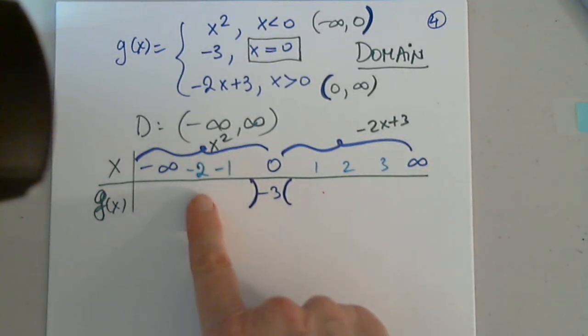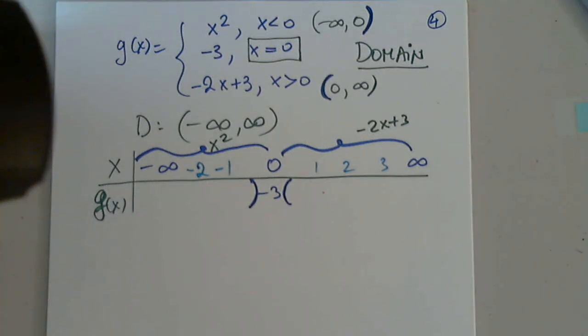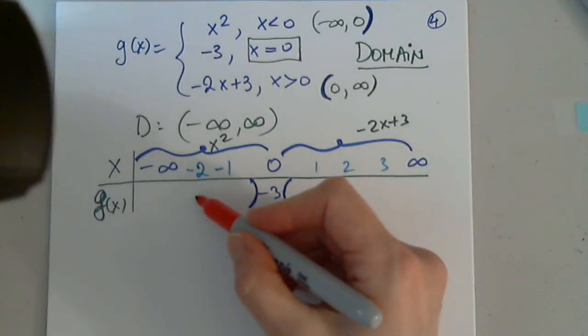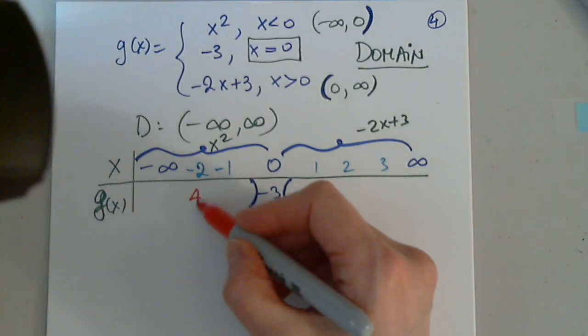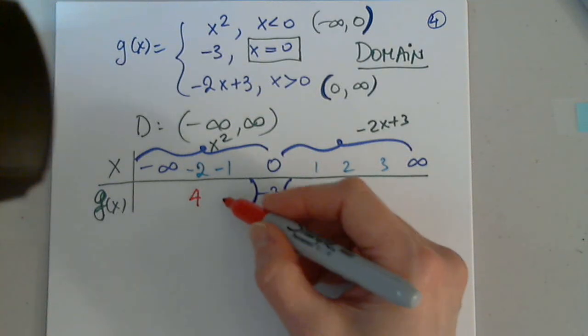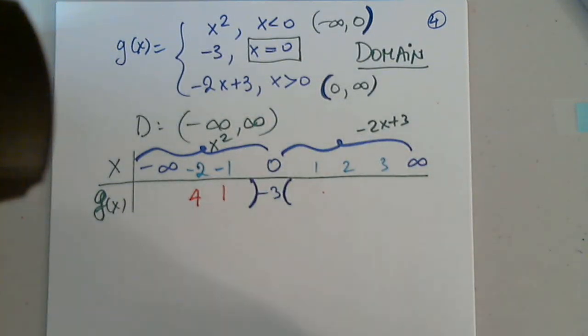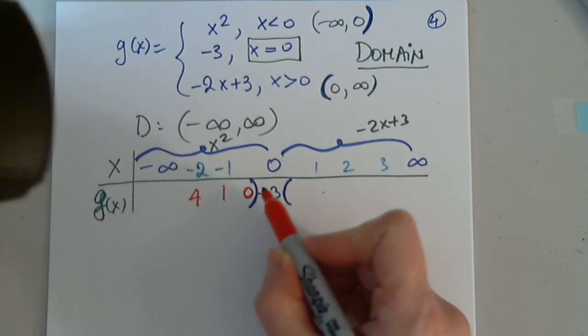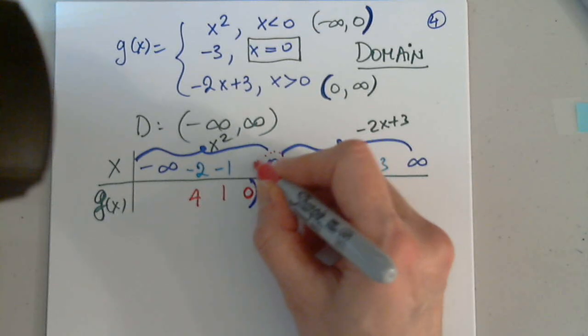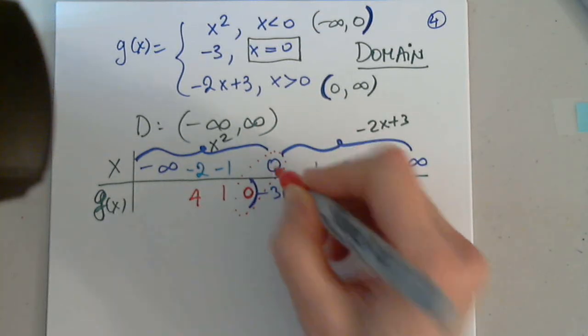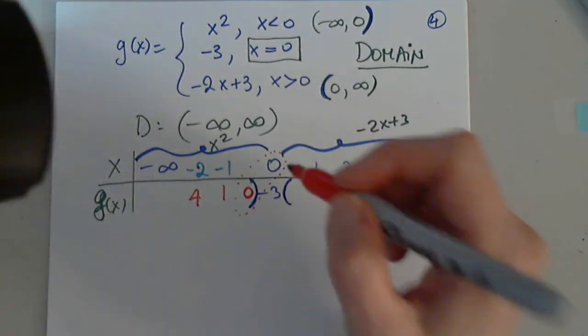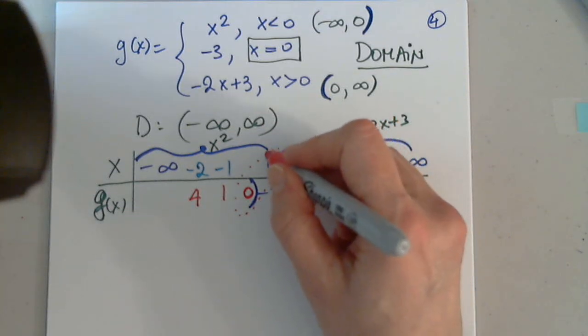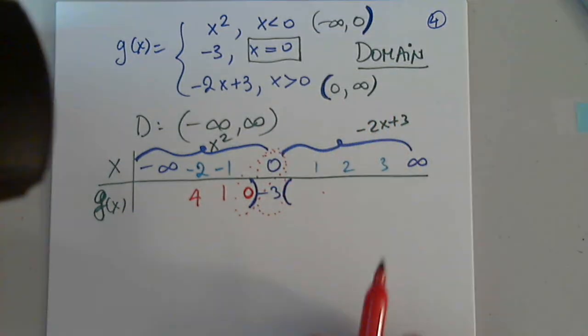So please plug in negative 2 and tell me what you get. Let's say Brianna. 4. Excellent. And with negative 1? 1. Perfect. What about with 0? 0. Exactly, and it has to be right here in parentheses. What type of point will this be? Open. Excellent. What type of point will this be? Closed. Of course. Excellent. Perfect.